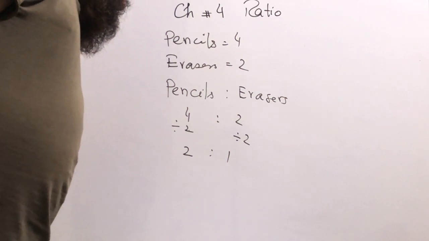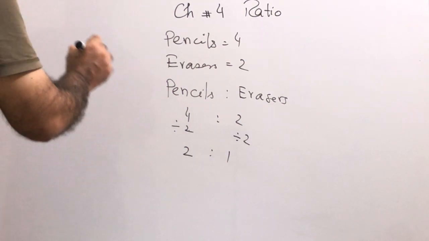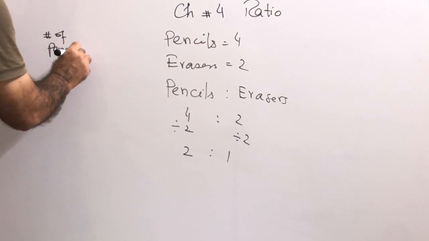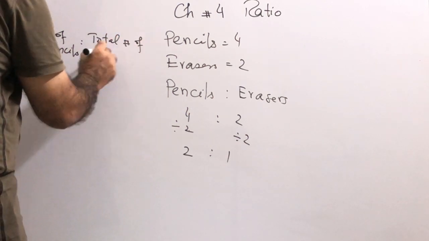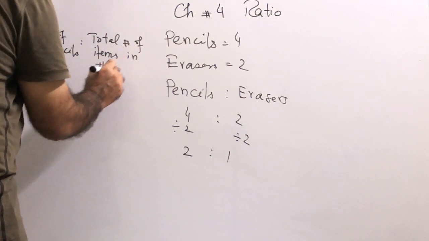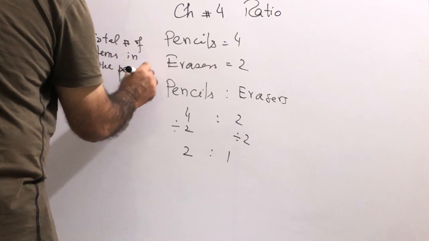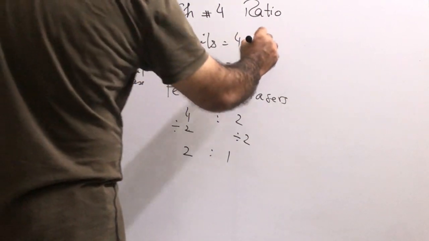Okay. So the ratio of the number of pencils to the total number of items in the pencil case. Now, if we want to find the ratio of number of pencils to total number of items in the pencil case. So we know that in the pencil case, how many total?